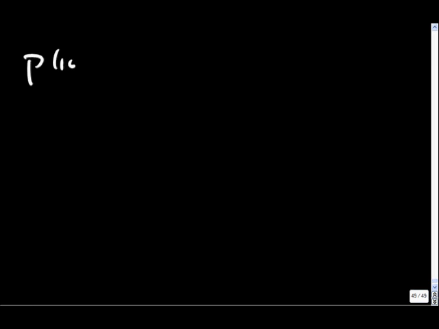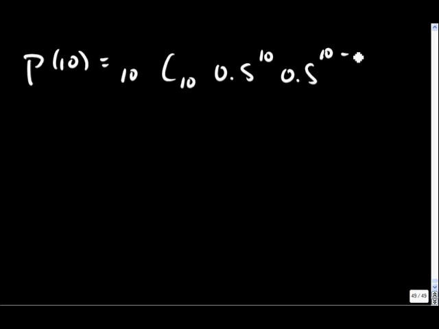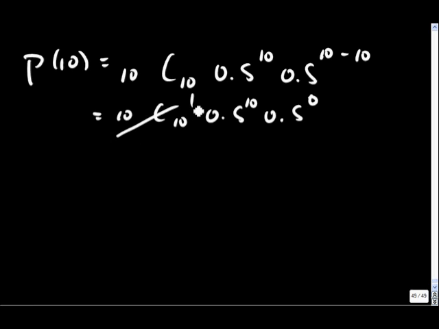P of 10 is 10C10, 0.5 to the 10th power, 0.5 to the 10 minus 10th power, which is 10C10, 0.5 to the 10th power, 0.5 to the 0 power. Now, 10C10 is the value 1. Any number to the 0 power is the value 1. So the answer is 0.5 to the 10th power.